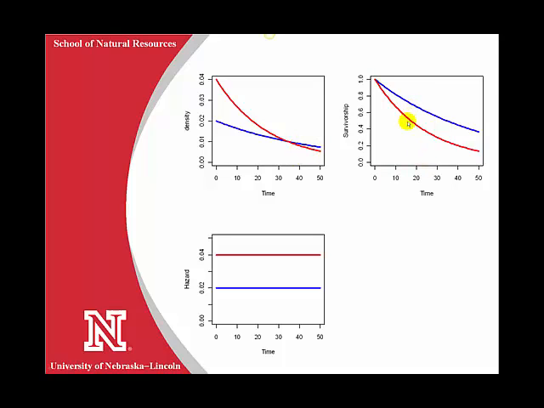The survivorship curves look like this, so they both start out at 1 now, and then they decay exponentially towards 0, and the hazard functions are, of course, flat lines. So 1 over lambda, the expected time at death for the blue line, is going to occur at 50. For the red line, it's going to occur at 25.